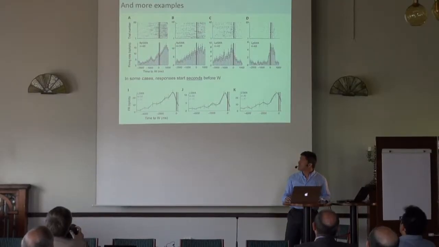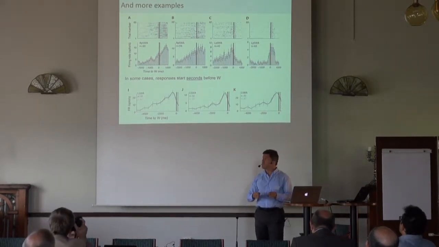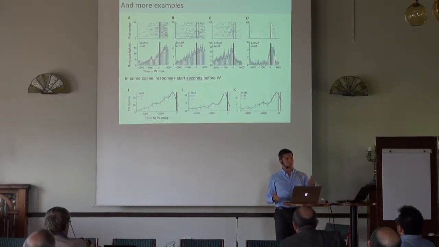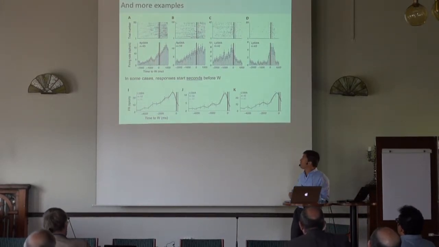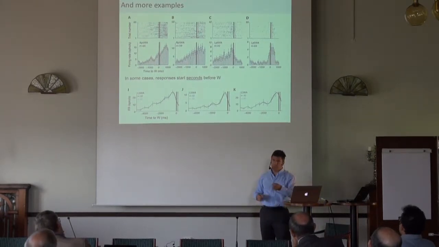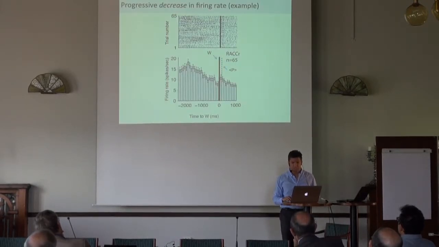I'm just going to flash some of these examples here. These are behavior from several different types of neurons. Some of these neurons started changing their activity several seconds before. I don't think that these are spontaneous fluctuations, as they were referred to earlier. These are changes in the activity of individual neurons. This is not average noise at the level of scalp EEG signals.